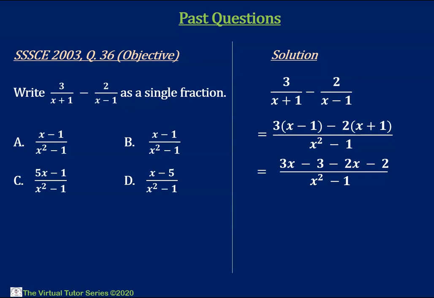Let's now simplify the numerators by adding or subtracting like terms. We have 3x minus 2x to be x, and negative 3 minus 2 to be negative 5. So the final expression is x minus 5 all over x squared minus 1, making option D the correct answer.